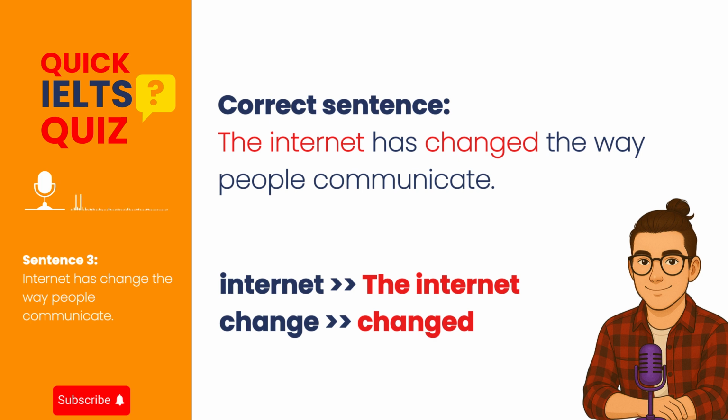Second, there's a verb tense mistake. After has, we must use the past participle form. So not change, but changed, so the final correct sentence is, the internet has changed the way people communicate. Mistakes like missing articles or using the wrong verb form are common in IELTS writing. Make sure to watch out for them. Let's go to the next one.